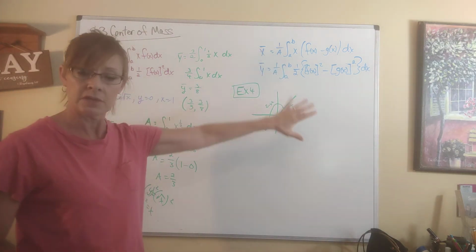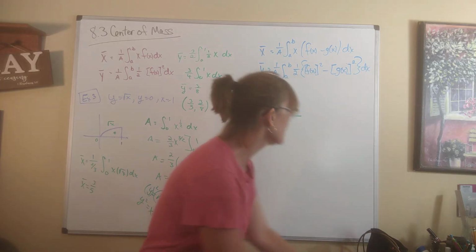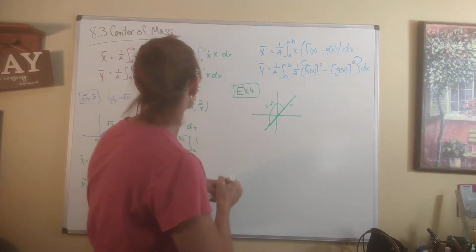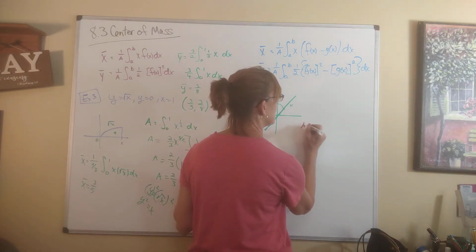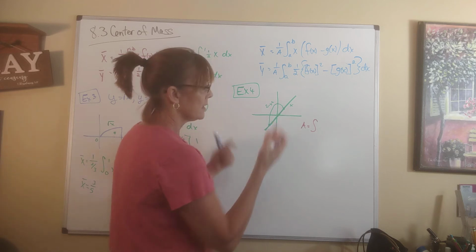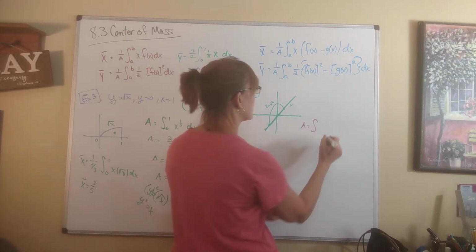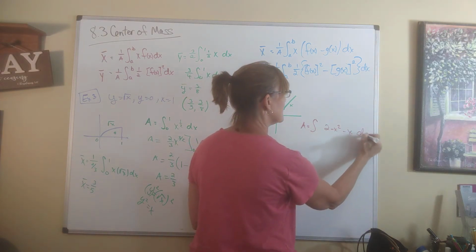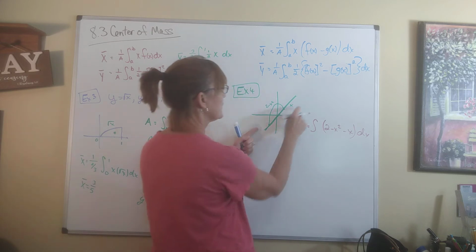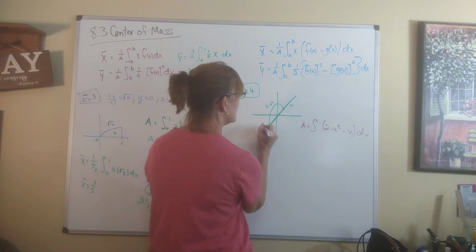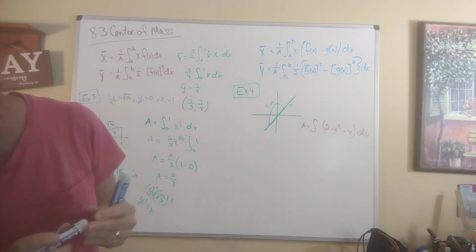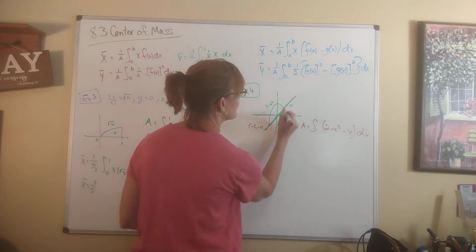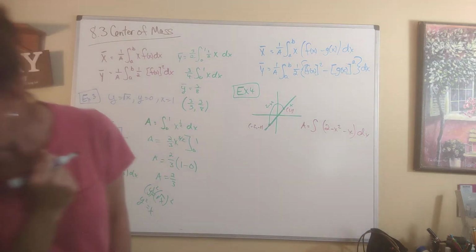We're going to set up our integrals here. So for x bar, in this case, it's going to be 1 over A. So let's first calculate the area real quick. The area is the integral of the upper curve minus the lower curve, 2 minus x squared minus x dx, from the points of intersection. So where do these guys intersect? This intersects down here at x equals -2, and this is x equals 1. I believe. Yep, that's right.